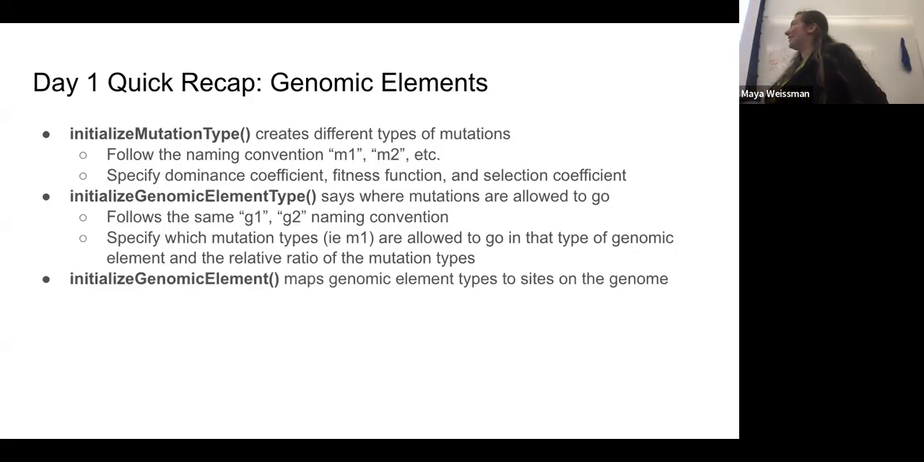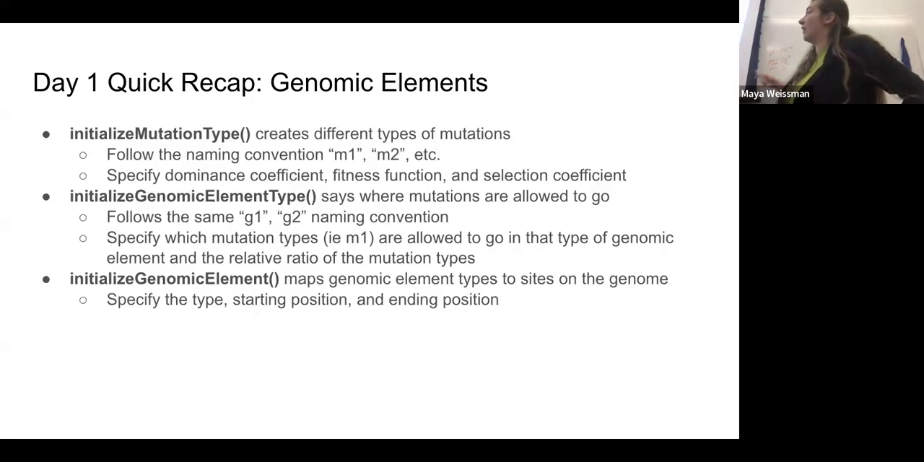Initialize genomic element, instead of initialize genomic element type, maps where the genomic element types are going to go on the genome. So we might say that in g1, you can have every kind of mutation and the entire chromosome is g1. Or you could say that g1 and g2 are slightly different, and g1 is going to be these segments, and g2 is going to be different segments.